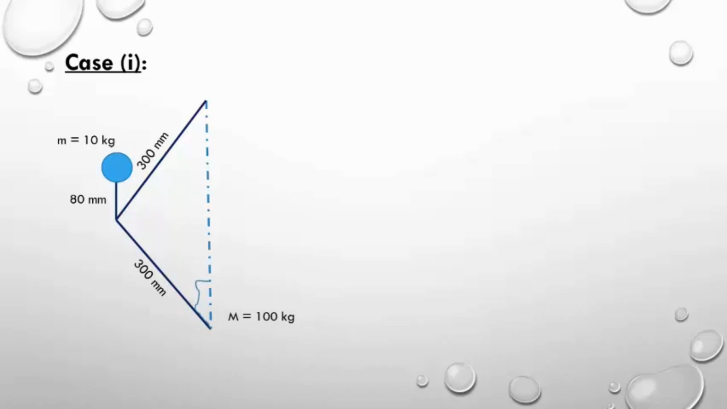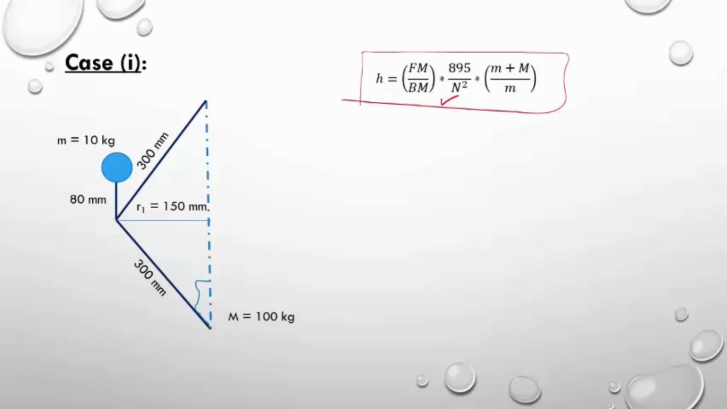So mass of the ball is given as 10 kg and mass of the central sleeve is given as 100 kg. The minimum equilibrium speed of the governor, the radius of rotation is noted to be 150 mm. For this condition, we have been asked to calculate the minimum equilibrium speed of the governor. For the given condition of Proel governor, we can use this formula to calculate the minimum equilibrium speed.